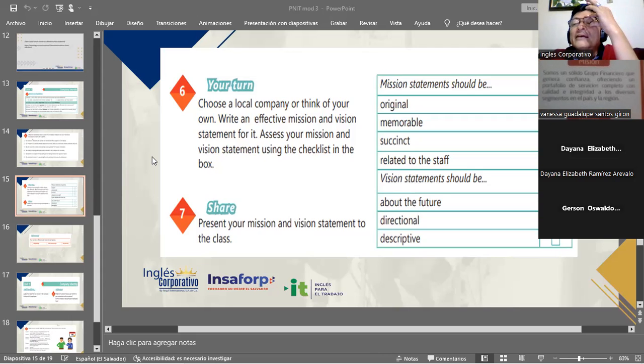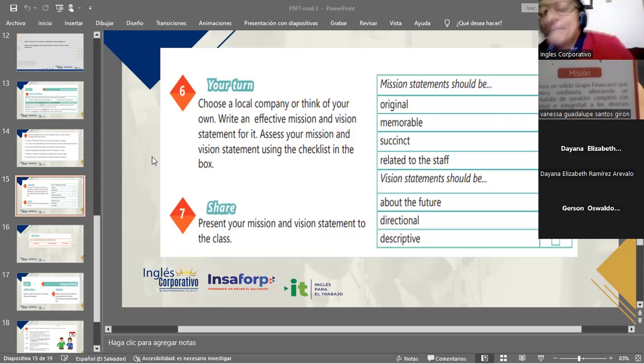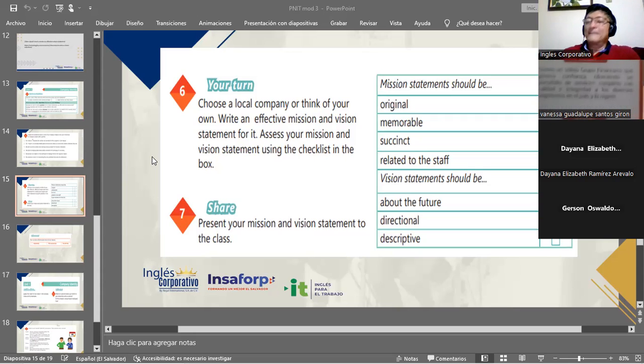Yes, I can see it, but that generates trust, offering a portfolio of services. Portfolio. Yeah. But I need quality. Which quality and integrity to the various segments in the country and the region. Right.